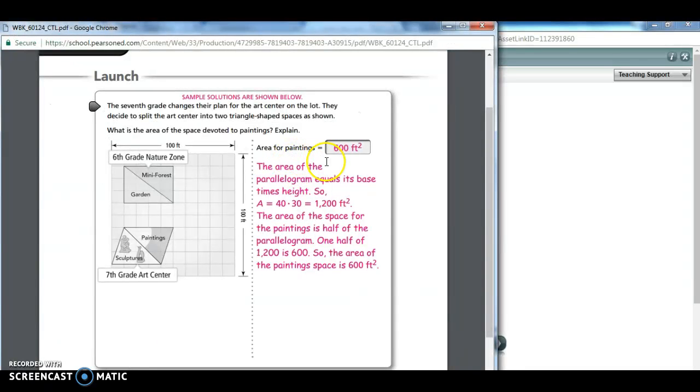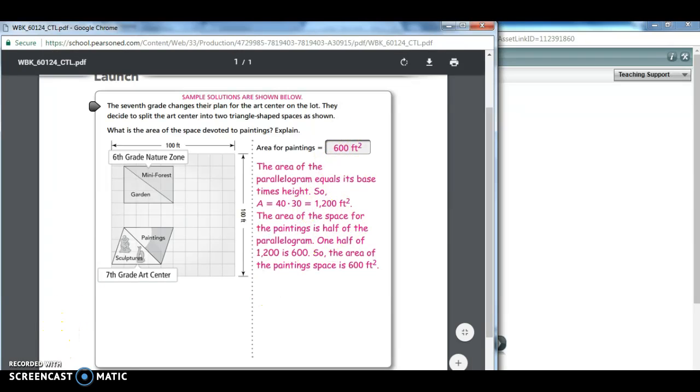The area is going to be 60 feet squared. Since you're dealing with a parallelogram, you can do your base times your height. So they got 40 times 30. And then, just like our right triangles, you're going to have to divide by 2. So half of 1,200 feet squared is 60 feet squared.